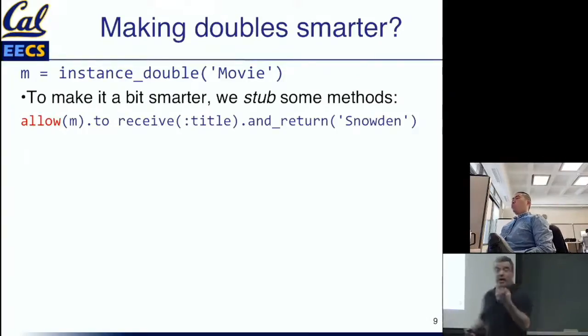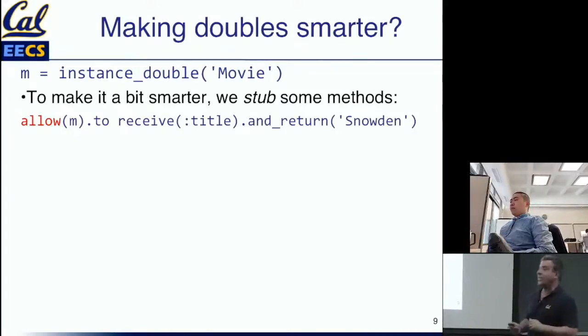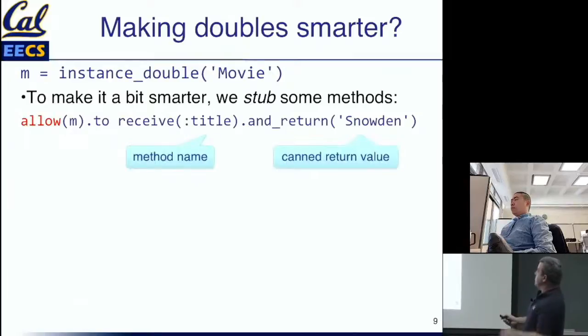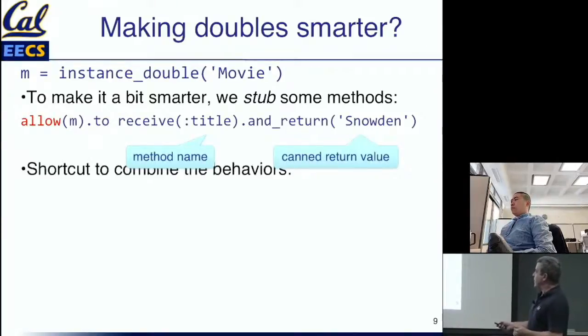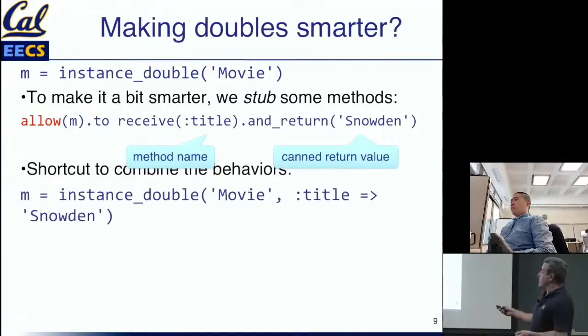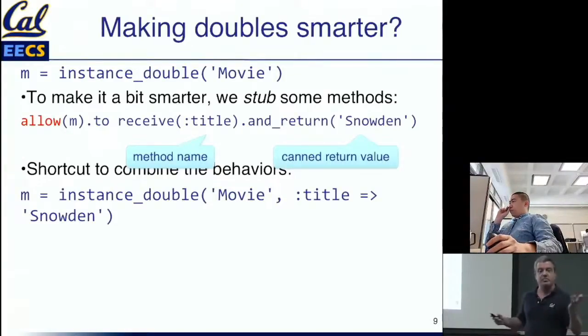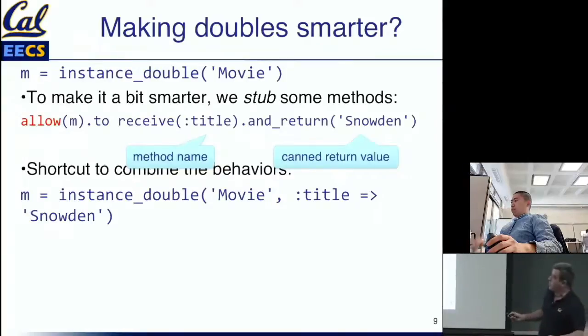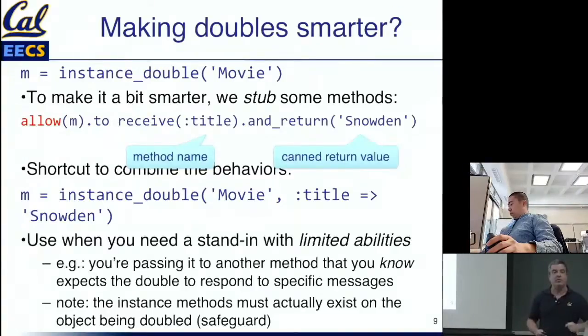And if it's ever called on it, it'll return some canned string. OK? So we're basically creating a fake object. And when you call a method on that object, we're controlling the return value. And similar to the other seam that we saw, you get the method name. You can specify a canned return value. There's also a syntactic shortcut where at the time that you create the instance double, you can provide some key value pairs saying, if this method is called, return that canned result. Right? So again, it's a really not very smart object that is going to be used just when you need a stand-in with very limited abilities.